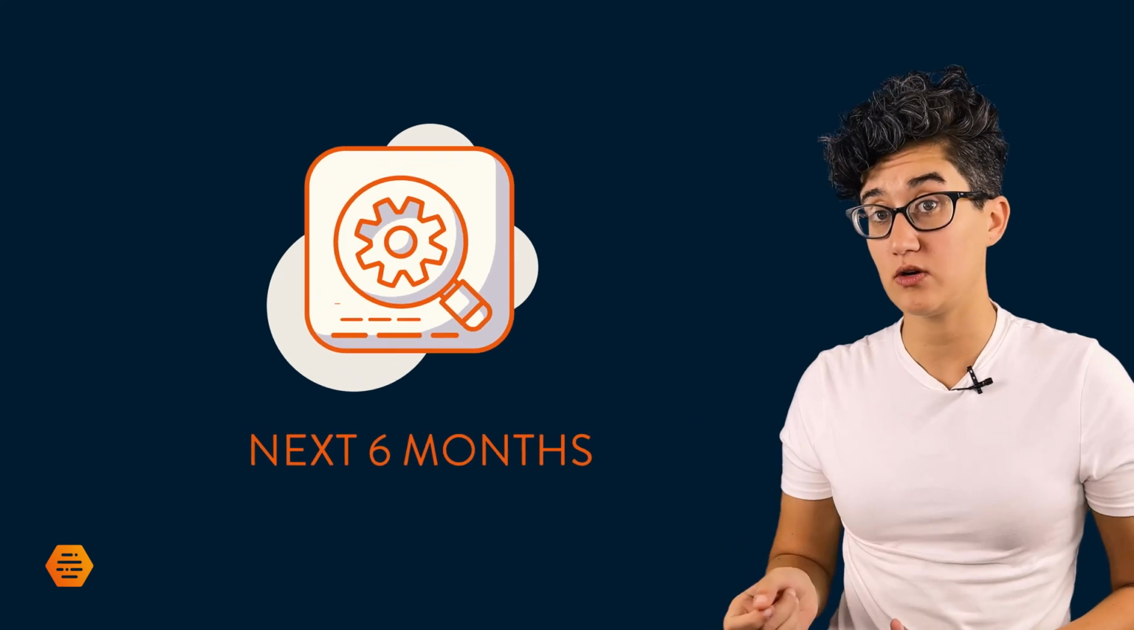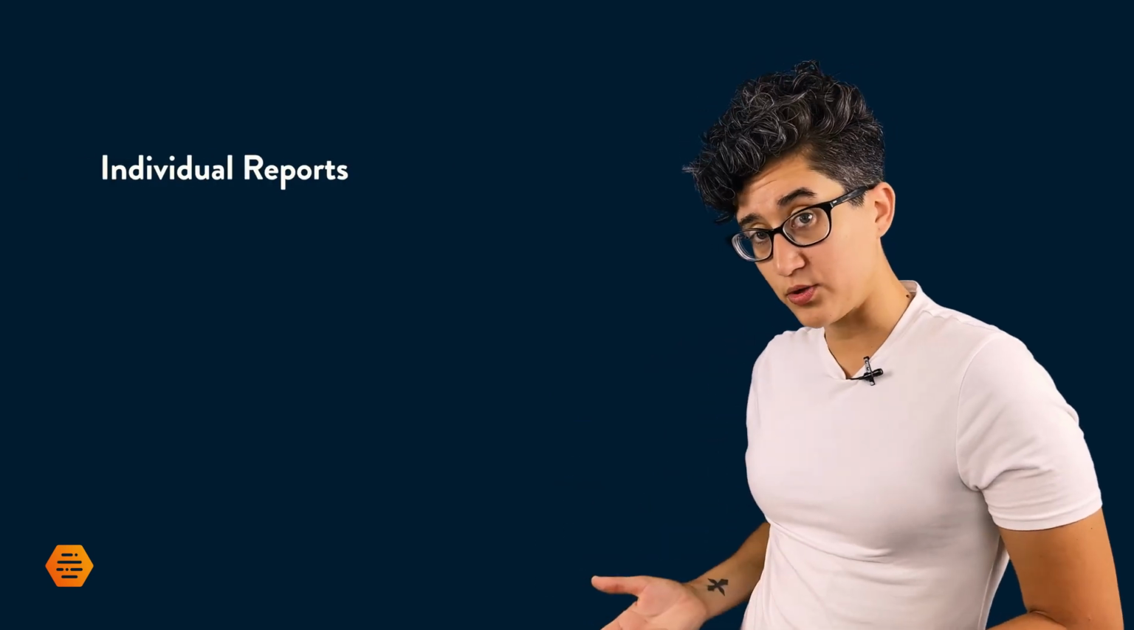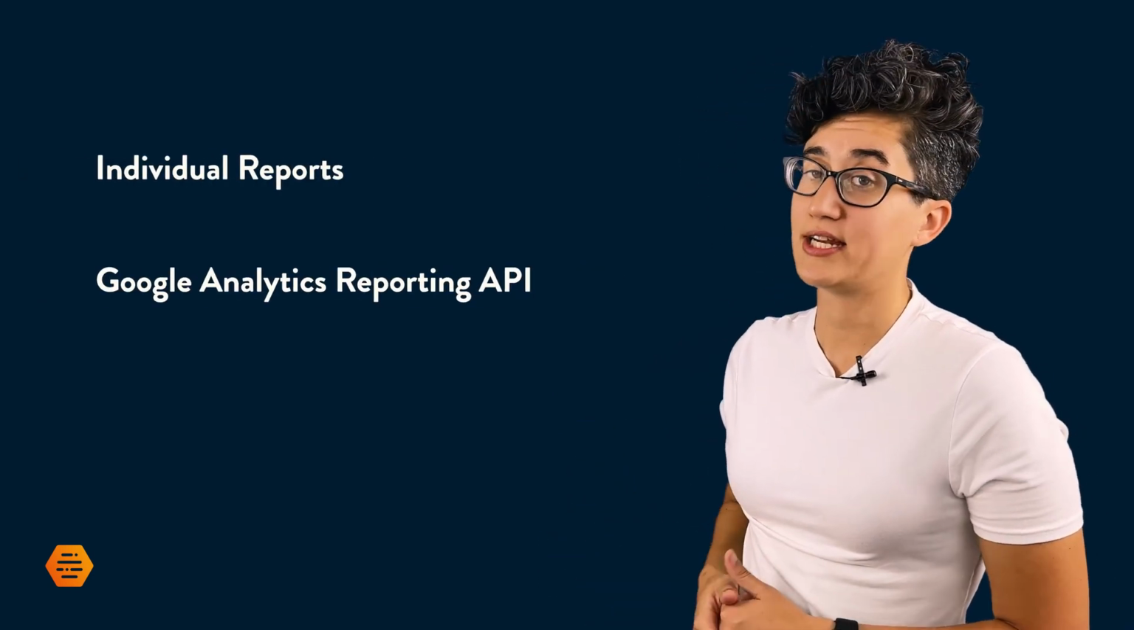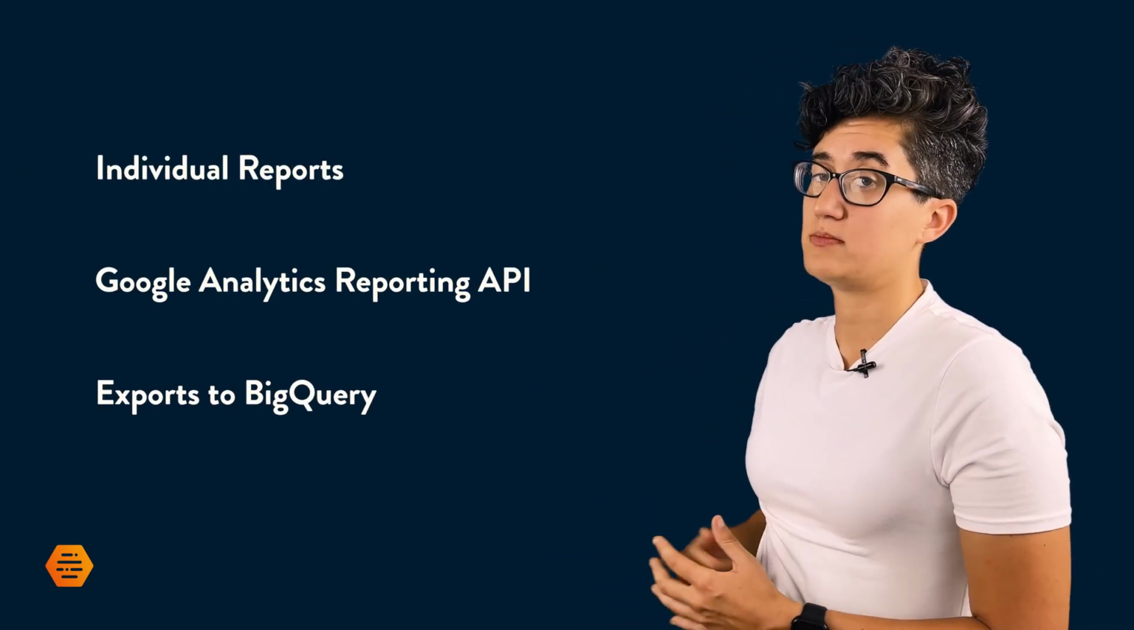It's important to note that you'll be able to access your Universal Analytics data for the next 6 months though. But Google really recommends that you export this data in UA so you don't lose it. You can export your data through these 3 methods: individual reports, Google Analytics Reporting API, and exports to BigQuery.